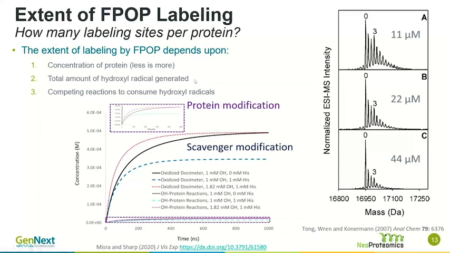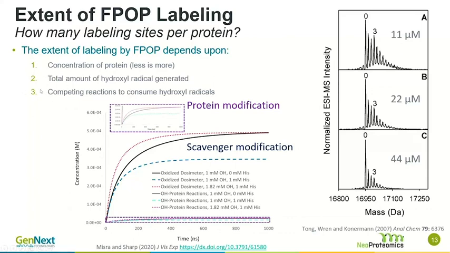The second factor is the total amount of hydroxyl radical generated. If you make more radical, you're going to have more reaction with your analyte, all other things being equal. And then the third thing are, what are the competing reactions that consume the hydroxyl radicals you make? And I really want to talk about the interplay between these two.